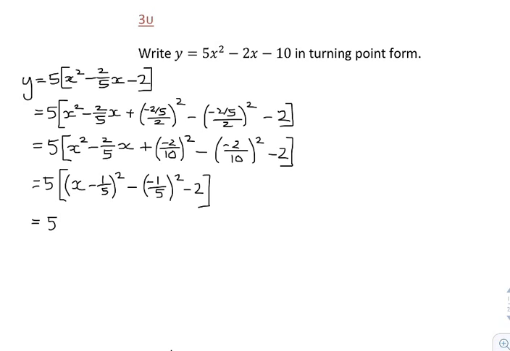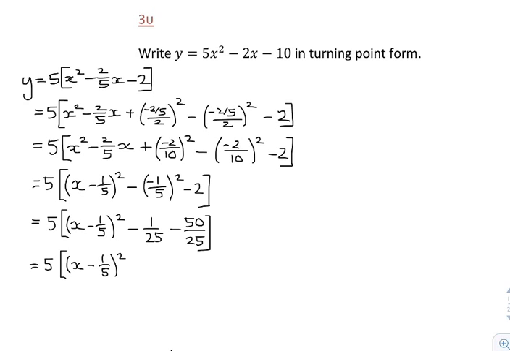We're now up to combining together our negative 1/5 squared and our minus 2. So we're going to get rid of the squared by squaring this, giving us 1 on 25, and convert this 2 into 50 on 25. When I combine those two together, I get negative 51 on 25.